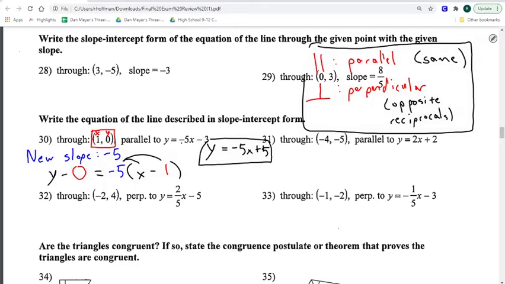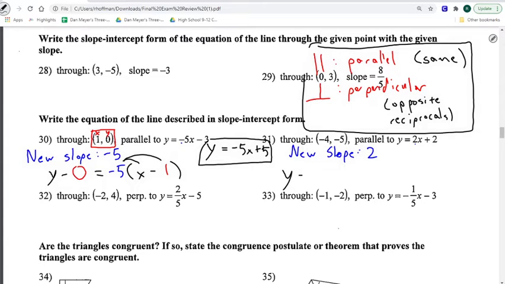Let's look at one more, which is going to take a little bit more solving. So once again, we're going to get our new slope. This is the key part of this problem. The key part of these problems is getting this new slope. The old slope was 2, and we want it to be parallel, so we want to keep it the same. Fantastic.